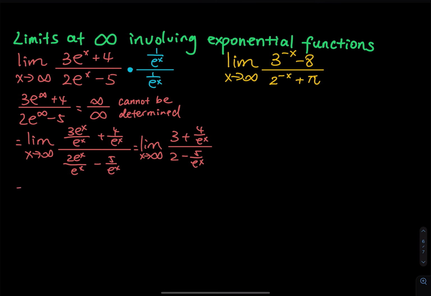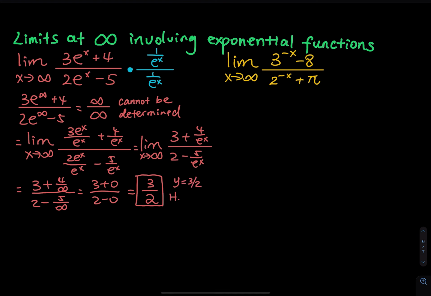So once x goes to infinity, we have 3 plus 4 divided by infinity, and then 2 minus 5 divided by infinity. e to the infinity is infinity. You can look at the graph, or you can think about that as 2.7 or 2.71 raised to a very large exponent. So that is infinity. And then we have 3 plus 0 divided by 2 minus 0. So that is equal to 3 over 2. That means if you graph this function, y equals 3 over 2 is a horizontal asymptote.